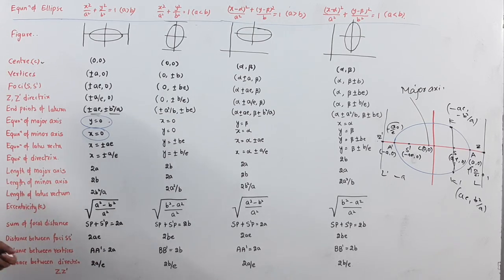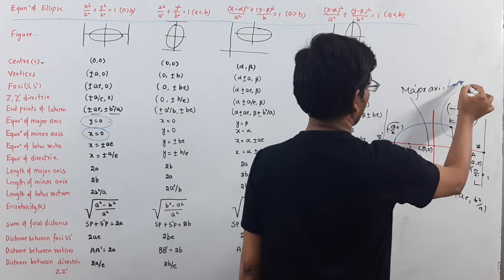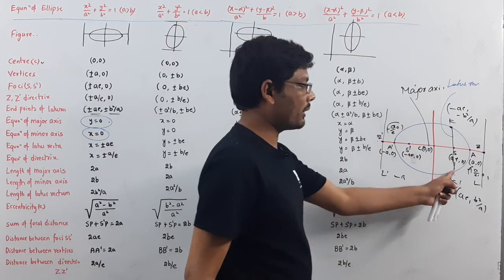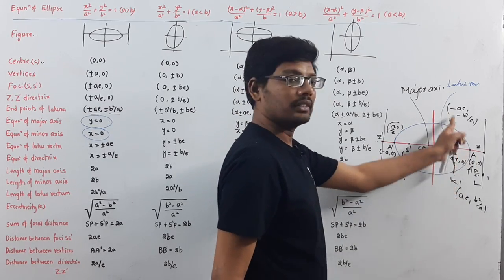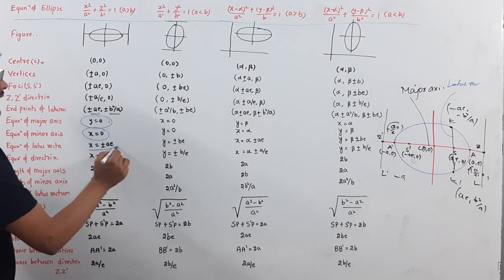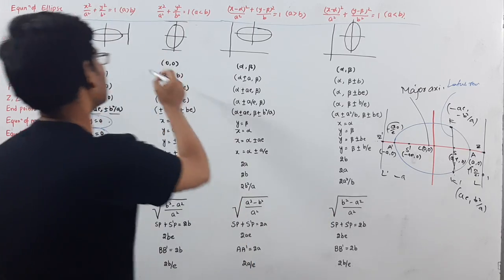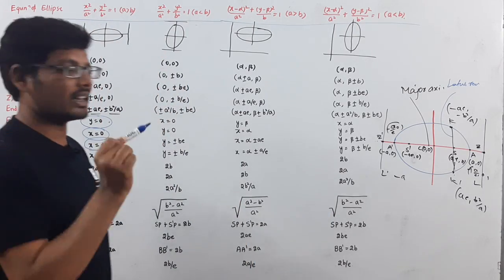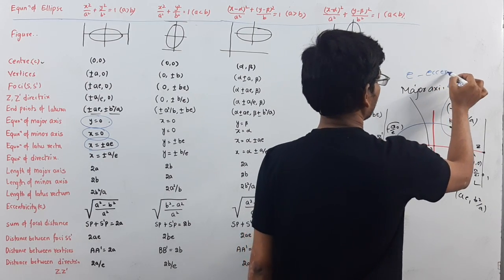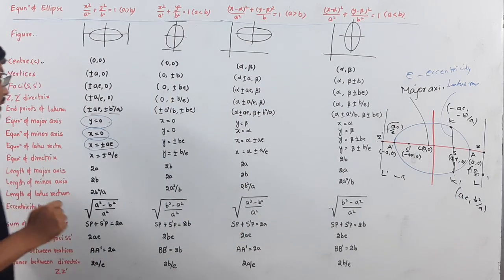And the equation of latus recta. If you want to find this, this is nothing but the latus rectum. The line through the end points of the latus rectum is called the equation of latus recta. That is x is equal to plus or minus AE, where A is this point here and E is the eccentricity. Already we know about eccentricity.